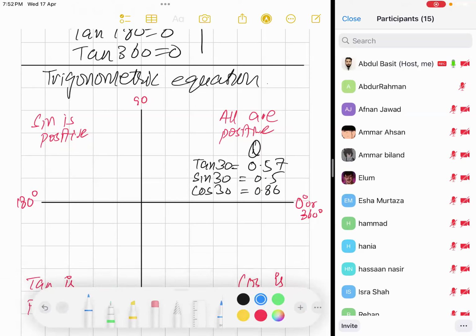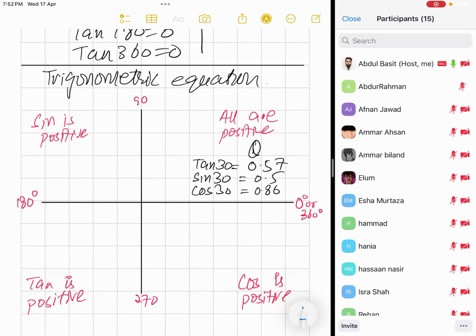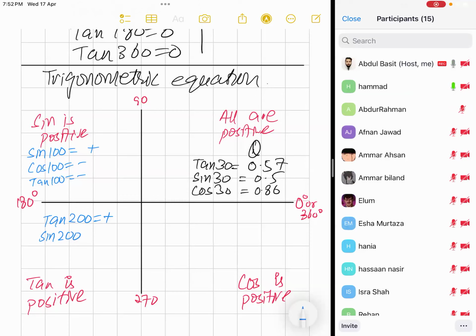Okay, now check the left side. Sine is positive only. Now angle greater than 90, for example, 100. Check sine 100. Positive answer. Check cos 100, you will get negative. Check tangent 100, you will get negative. Yes or no? Now angle greater than 180, for example, 200. Now only tangent will be positive. Check tangent 200. Positive or not? Positive. Check sine 200. Negative. Check cos 200. That would be negative as well. Got it?